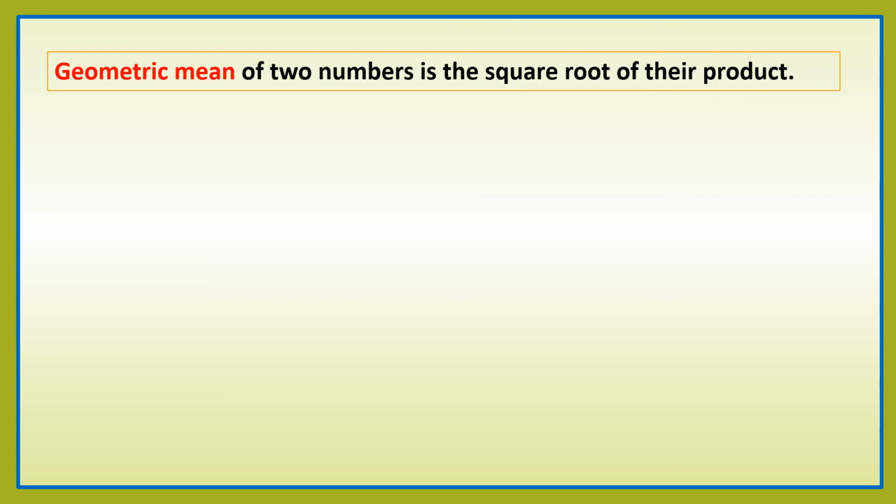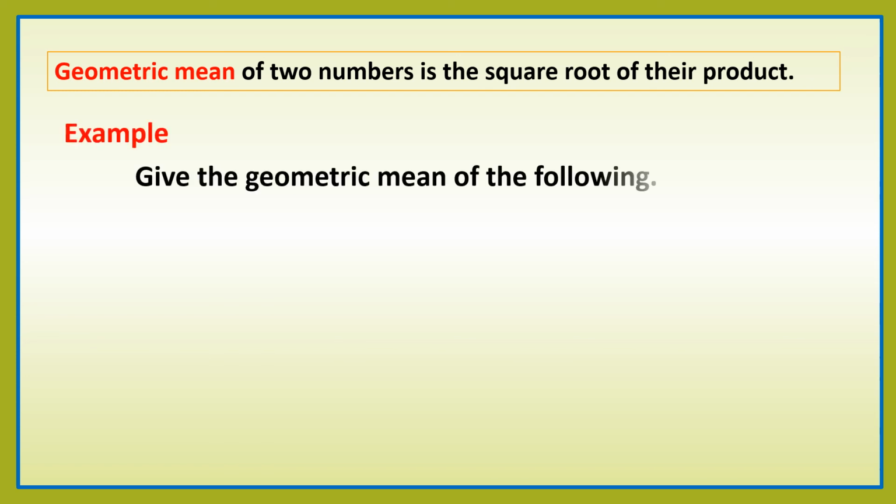Let us discuss also the geometric mean. Geometric mean of two numbers is the square root of their product. Example, give the geometric mean of the following. Number 1, 16 and 4.